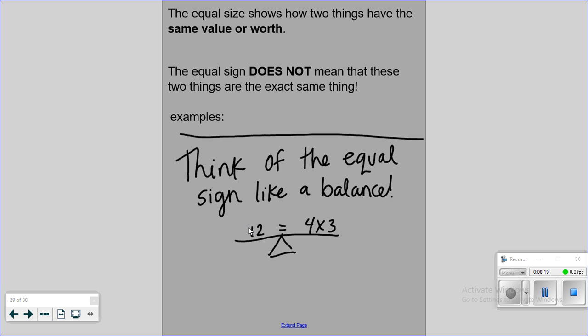Do you remember another one that we did? What was another one that we did, Bladen? 3 times 3 equals 9. We did 3 times 3.